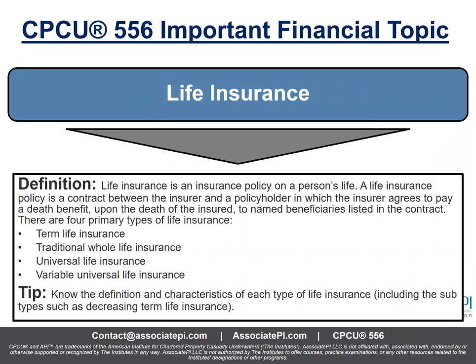Next most important is life insurance. So similar to health insurance, there are a couple of different types of life insurance. There's term life insurance, traditional whole life insurance, universal life insurance, and variable universal life insurance. And then there's subtypes within that, such as, for example, decreasing term life insurance is a type of term life insurance. So for each of these 4 primary plans, there are subplans and types of term life insurance, types of universal life insurance.